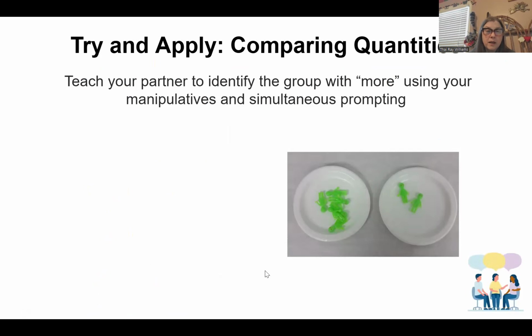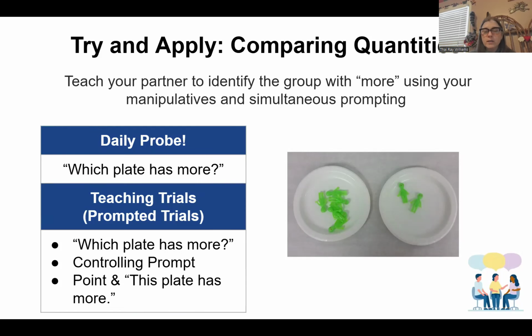All right, next, try and apply. You're going to work on comparing quantities. What you're going to do is teach your partner to identify the group with more. So you're going to need to use your manipulatives. And this time you're going to use simultaneous prompting. So you're going to test and then you're going to teach. You're going to start with that daily probe and do at least 3 trials. You're going to ask which plate has more, and one of your plates will have more in it. Do 3 trials like that where you're assessing them.